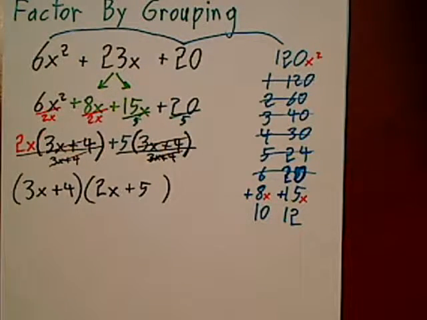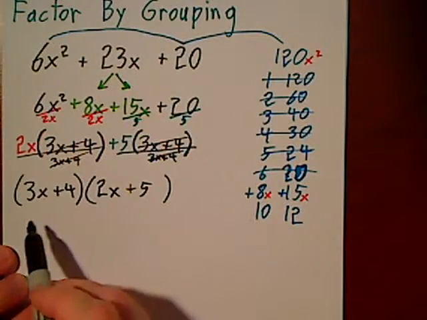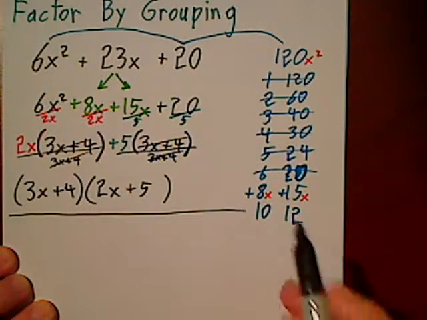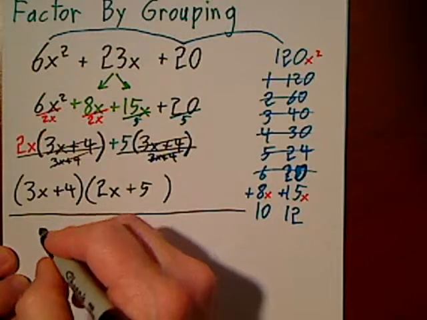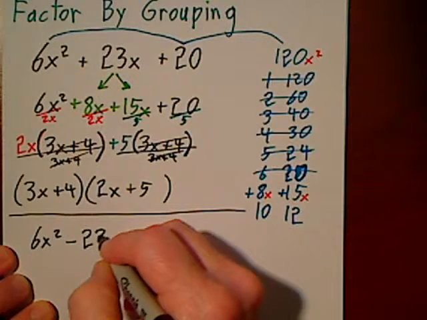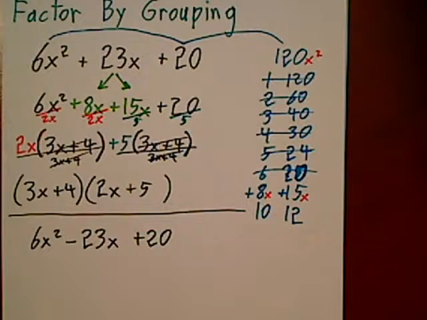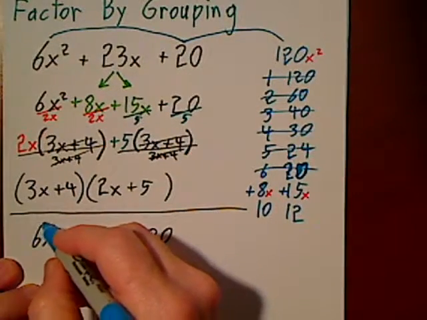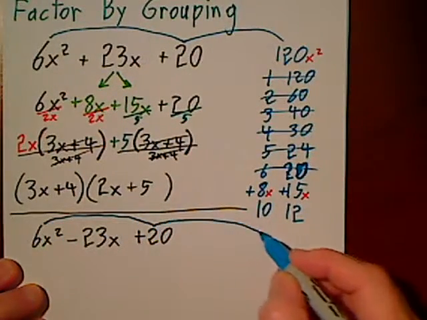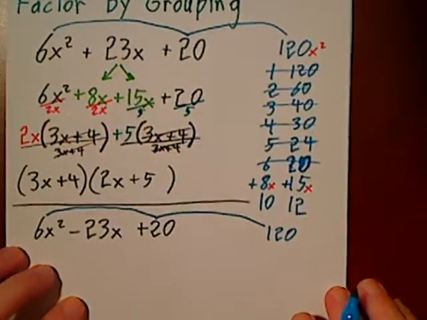As we did in the previous example, with a negative sign here, just to give you a little help how that can be handled. So if we had 6x squared minus 23x plus 20, you go through this same process. You multiply first times last, and that gives you 120, and then you list all the factors.